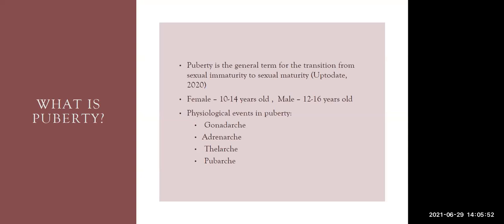What kind of physiological events happen during puberty? There are four that most commonly happen. First is gonadarche. Gonadarche is the activation of the gonads by pituitary hormones. I'll just give a brief overview now. Adrenarche is the increase in production of androgens by the adrenal cortex. Thelarche is the breast tissue development due to the primary actions of estradiol. And last is pubarche, the development of pubic hair.